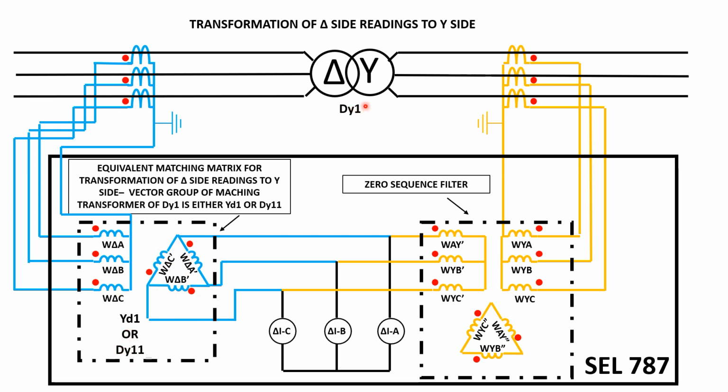So dy1 either could be yd1 or dy11, because we don't care about the star side. It's the delta side where the polarities and arrangement are important. So both yd1 and dy11 have the same type of polarities and arrangement. So why do we actually need to do that here? Why can you not use something from delta to a star directly?